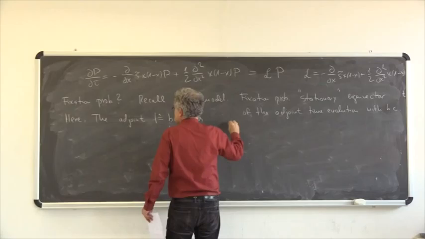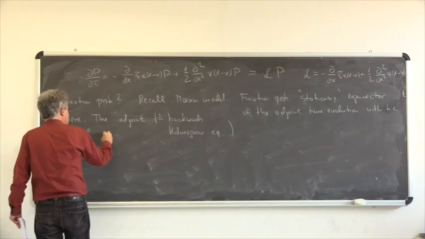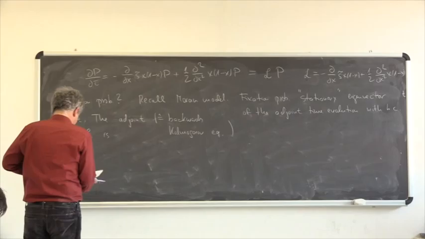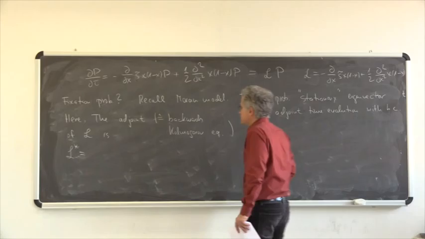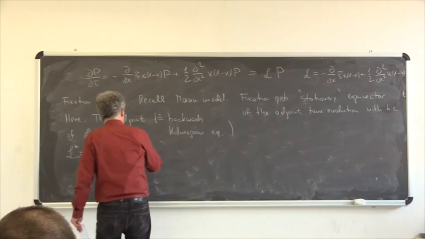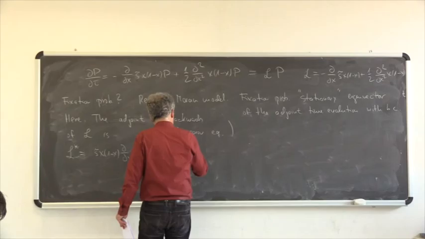So the adjoint of L, let me call it L star. We have to put the x times 1 minus x on the other side, and we have a sign change for the first order term, but not for the second order term. So this would be the adjoint of L. Okay?